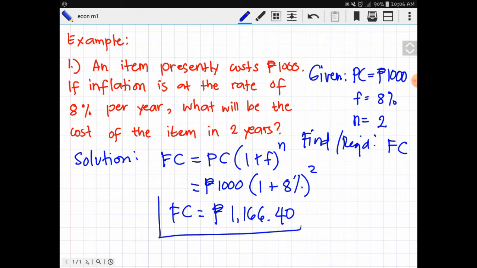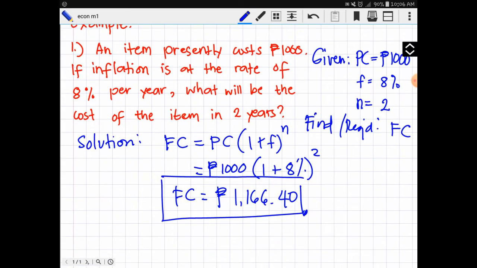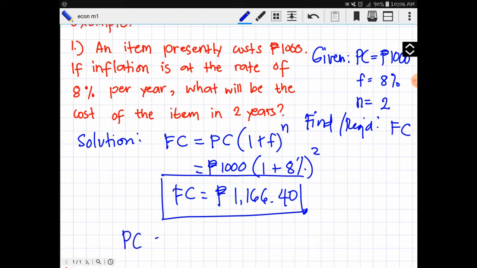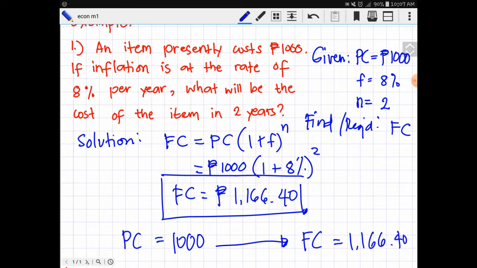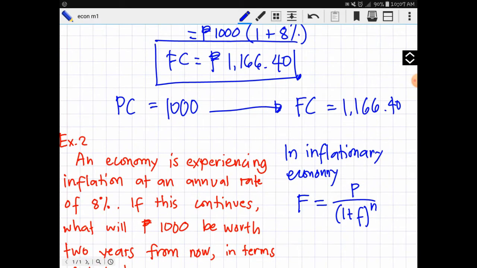Okay, so ano yung relevant nito, no? So looking at this, pag kinompare mo yung present cost natin na 1,000 before the inflation, so after inflation, yung future cost niya ay magiging 1,166.40. So ganyan. Kasi nagbago, nagmahal siya ng presyo yung item. Di naman sinabi kung anong klaseng item. Pero that's the principle behind it. Okay? So next, example number 2.